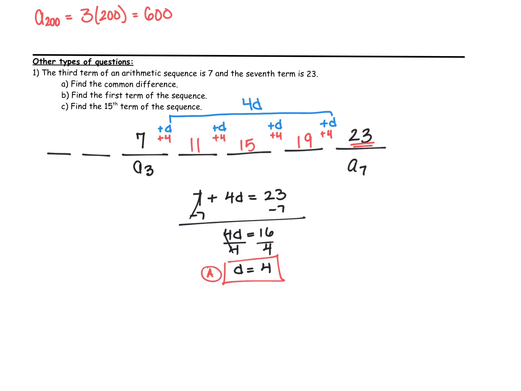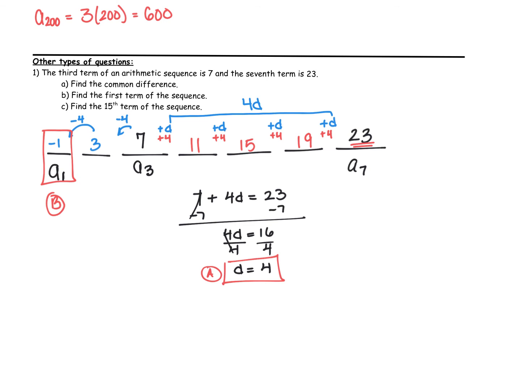Part B is asking for the first term. So my first term is a sub 1, which is here. So if I'm adding 4 going to the right, I must be subtracting 4 going to the left. So I'm going to go this way. I'm going to minus 4. That's going to give me 3. Go one more time, minus 4. That's going to give me negative 1. So part B, the answer for my first term is negative 1.